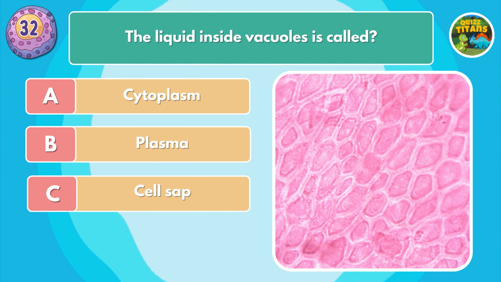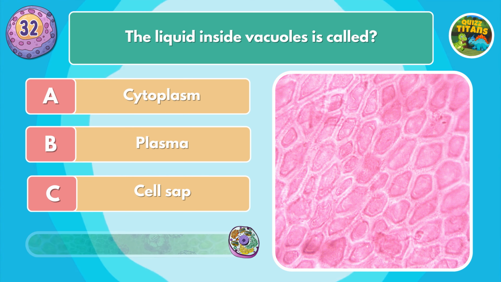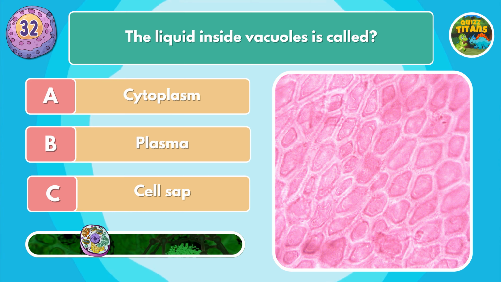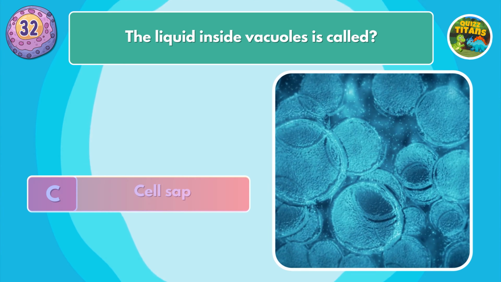Here's a juicy one. Those big plant vacuoles aren't empty. They're filled with a special liquid. But what's it called? It's cell sap.